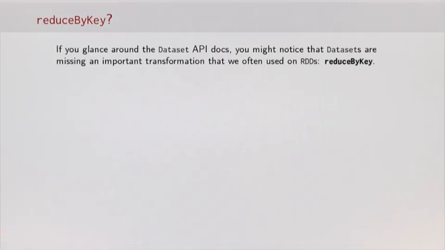But okay, I just went through a list of transformations, and there was one super ridiculously important transformation that we learned about on RDDs, and it was nowhere to be found. So what happened to reduce by key? Well, the short answer is that datasets don't have a reduce by key method.